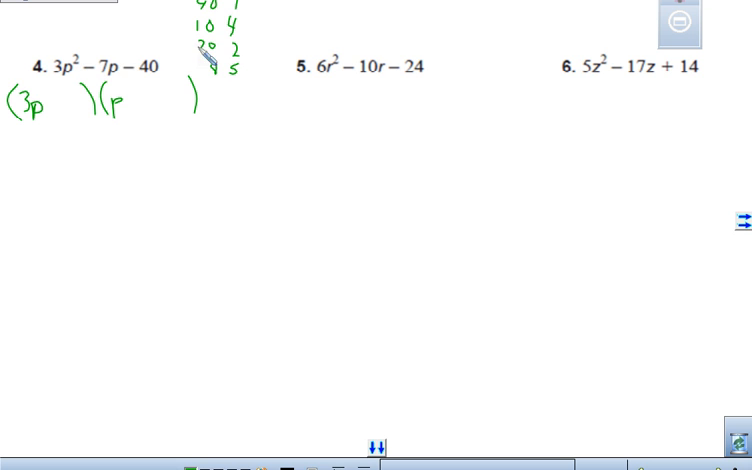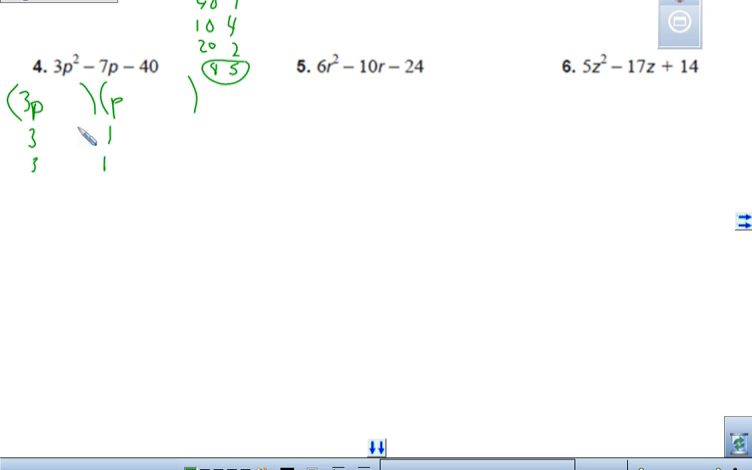So that looks like a big long list of factors. So let's try to think. We need to get a 7. We need to make a 7. So we're probably not going to want to use the 40 and the 1 or the 20 and the 2, because then when we start FOILing, we have to deal with these bigger numbers. So I think it's more realistic to start with the numbers that are closer together. So we know we have to have the 3 and the 1.